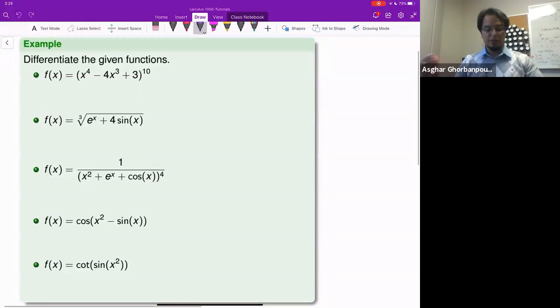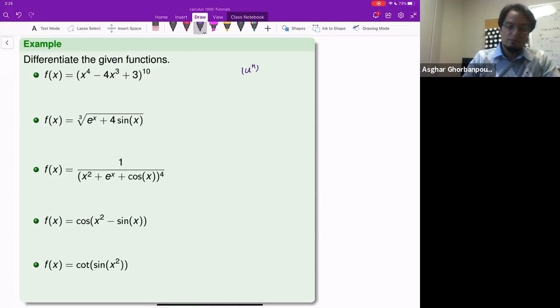that we have to differentiate functions. And here you see that the differentiation rules plus the chain rule is what you need to know. For example, for the first one, we have the derivative of u to the power n in general is n u prime u to the power n minus 1.